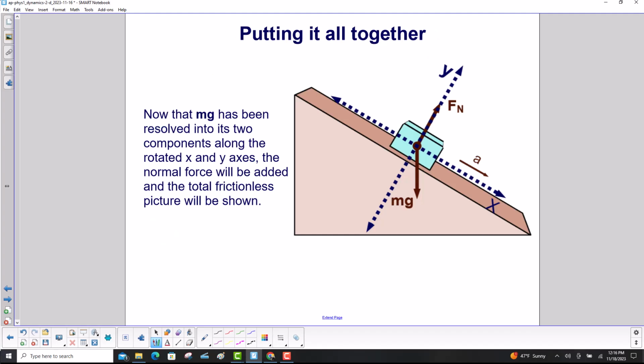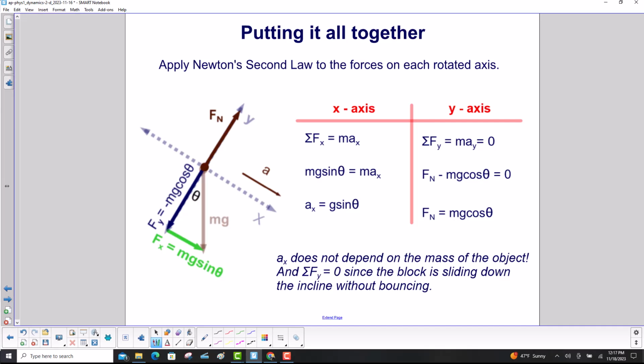Now that mg has been resolved into its two components along the x and y axes, the normal force will be added and the total frictionless picture will be shown. Normal force, mg, and let's see what happens on the next slide. We'll apply Newton's second law to the forces on each rotated axis, and we'll start here with the y. In this case it doesn't really matter, but I like to get in the habit of doing the same thing here. The sum of the forces in the y direction equals m a sub y, but it's not moving up and down on the incline. In other words, it's not going like this. So that acceleration is 0.